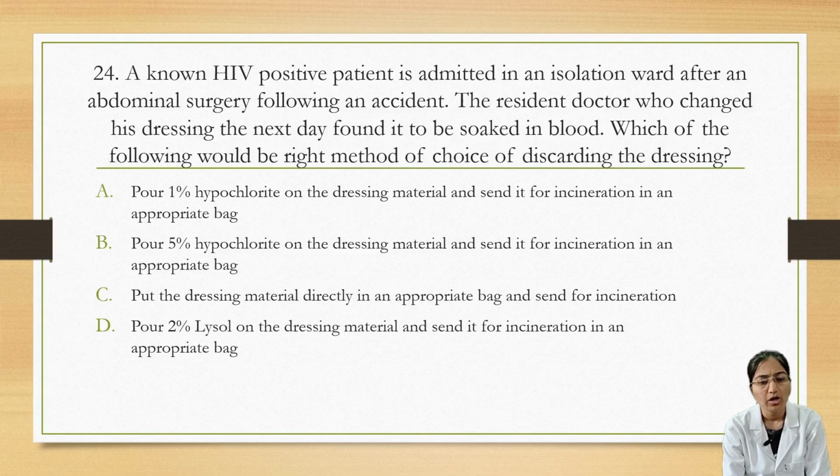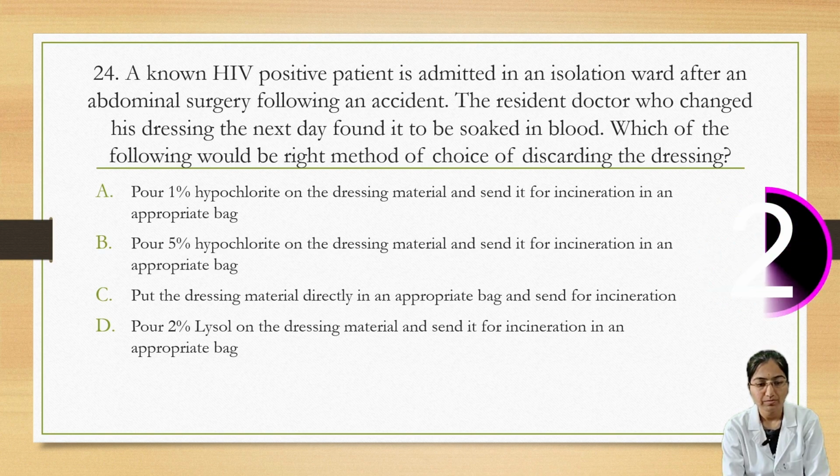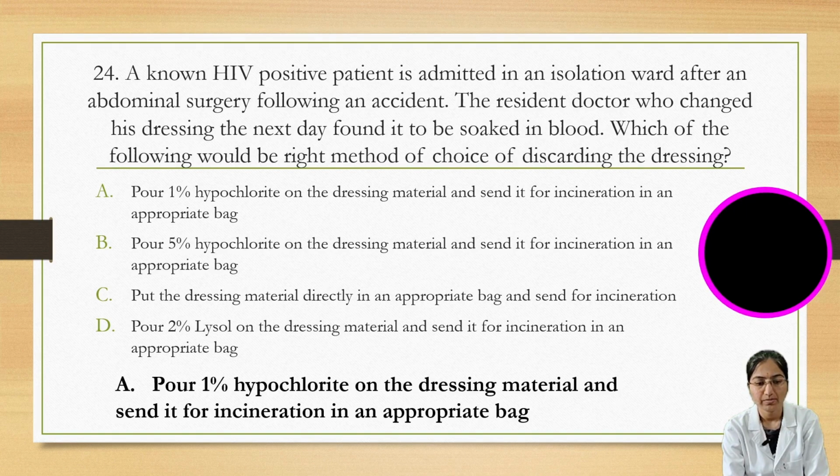Next question. A known HIV positive patient is admitted in an isolation ward after an abdominal surgery following an accident. The resident doctor who changed his dressing the next day found it to be soaked in blood. Which of the following would be the right method of choice of discarding the dressing? Options are given. Option A is the right one. Here, pour 1% hypochlorite on the dressing material and send it for incineration in an appropriate bag.